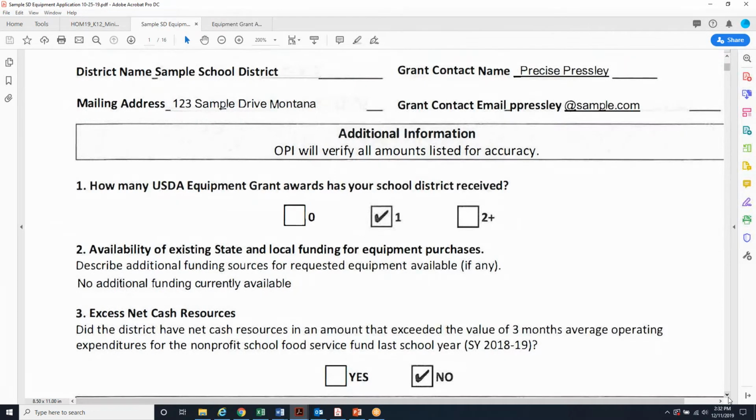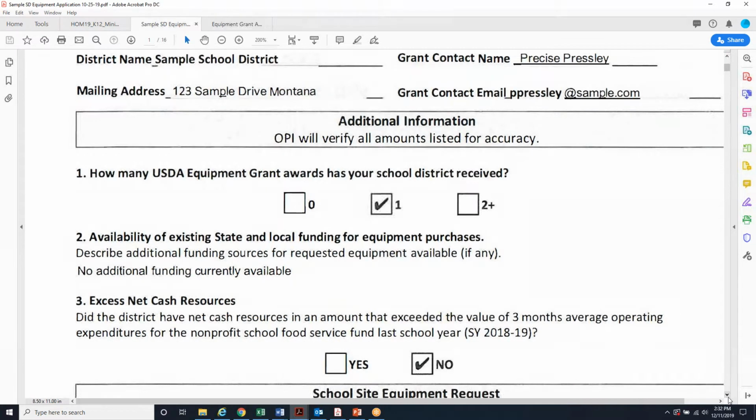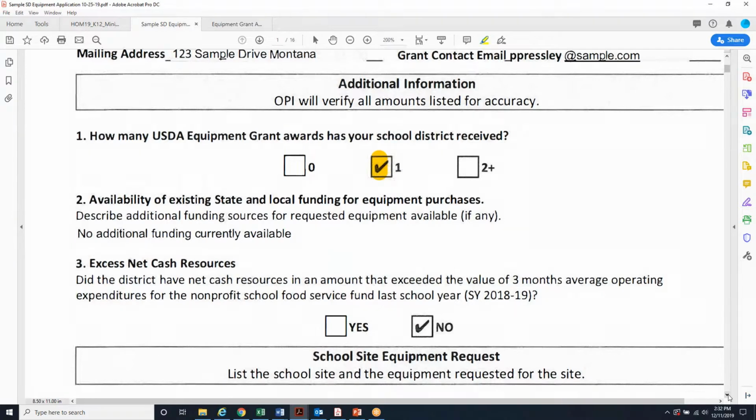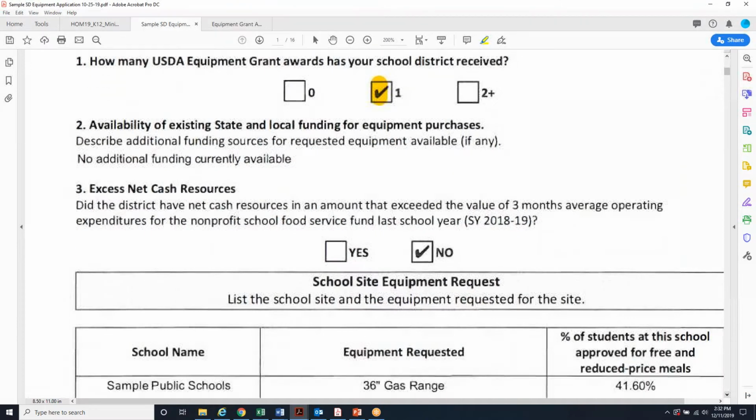Okay, so you can see that the grant application itself is just 2 pages, and the biggest thing is just making sure that each question is answered. So you can see that I'll just highlight that they checked the answer to question number 1, that they hadn't received any. They have received 1 USDA grant award already. They answered question 2, that they don't have any additional funding currently available. They answered question 3.